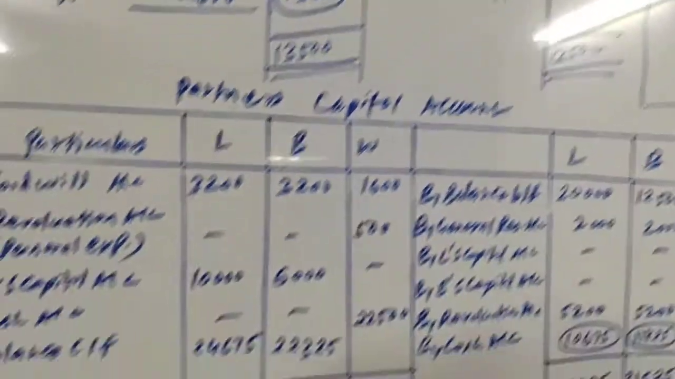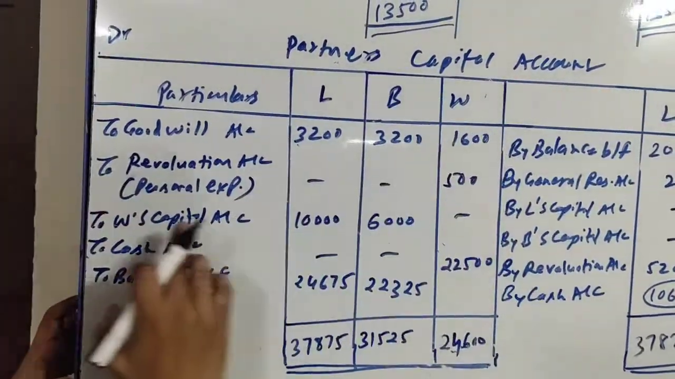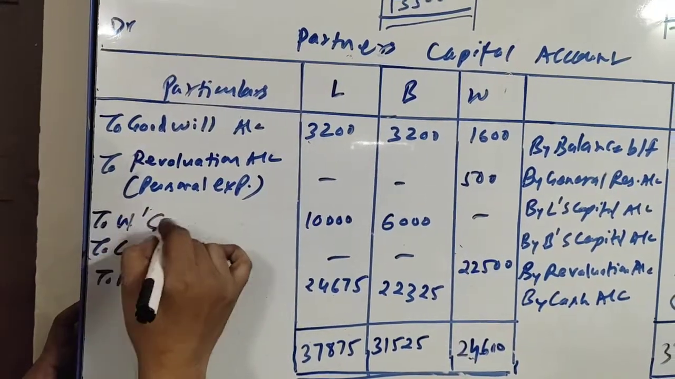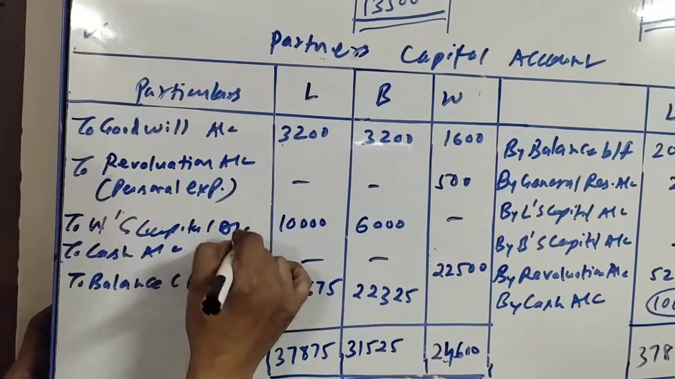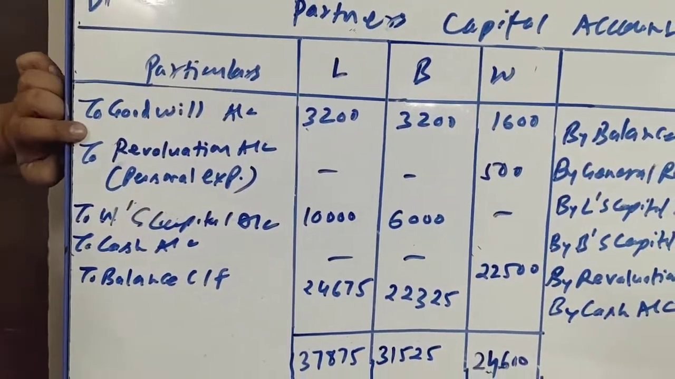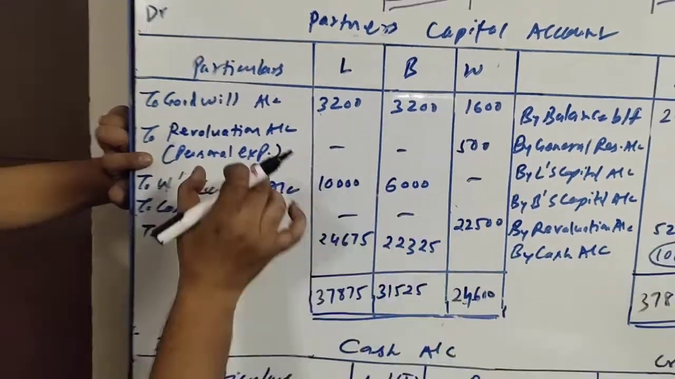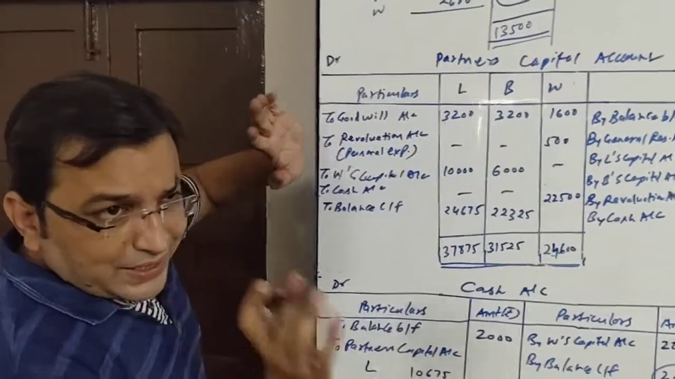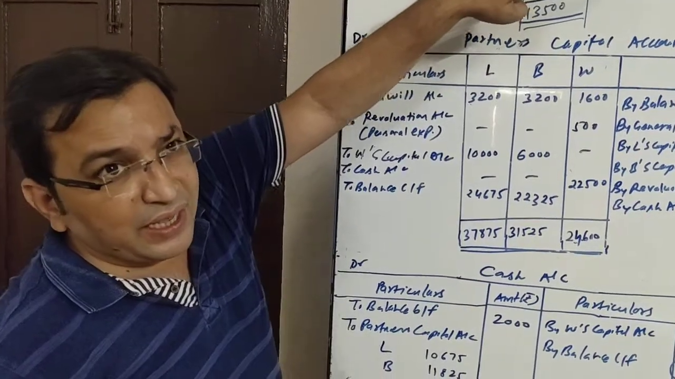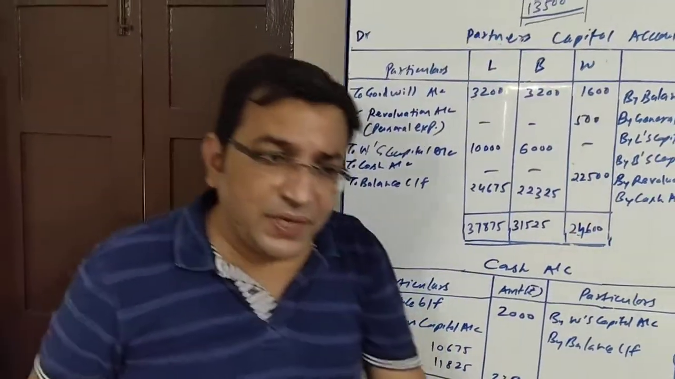So revaluation account credit side 500. And second effect here, W's capital account debit side, right? Here it is to revaluation account 500 rupees and in bracket personal expense. Friends, if you want, here you can write drawing also. It is drawing, so you may write drawing, or I am writing here revaluation account because the amount is credited in revaluation account. So revaluation account, personal expense, and W's column rupees 500.